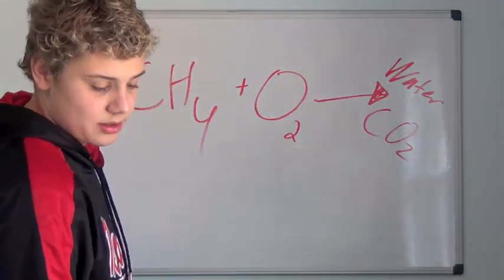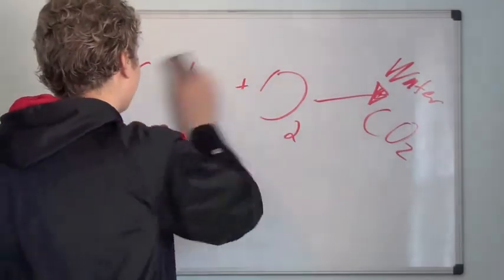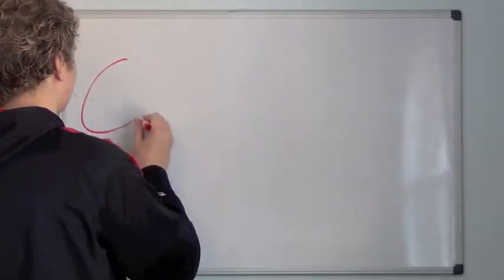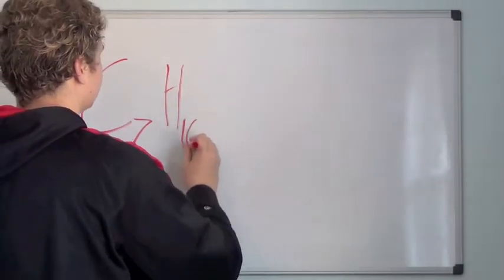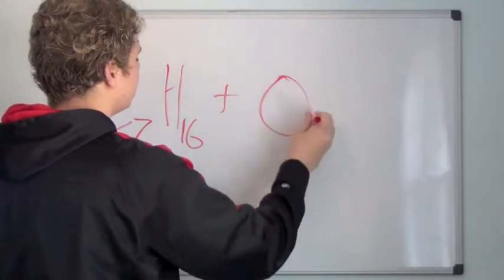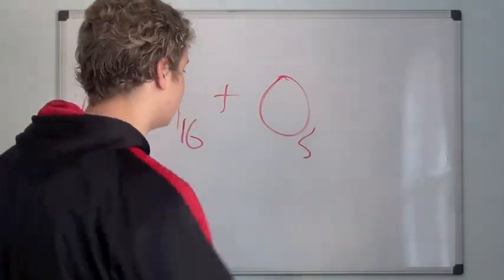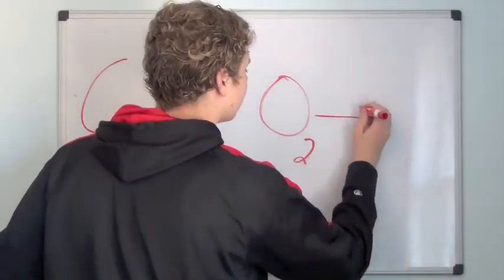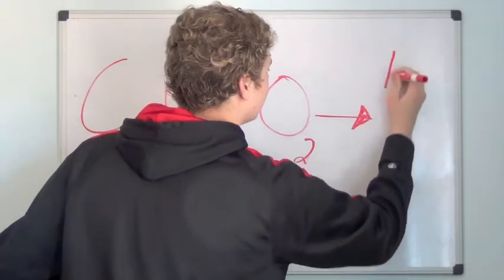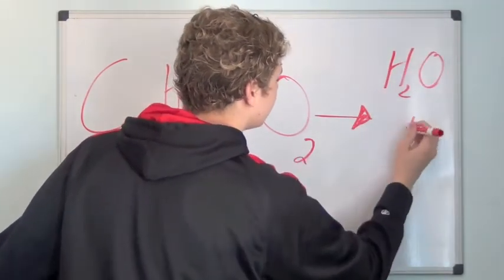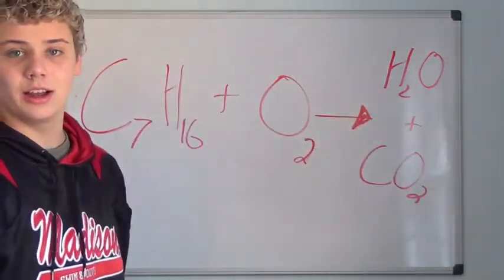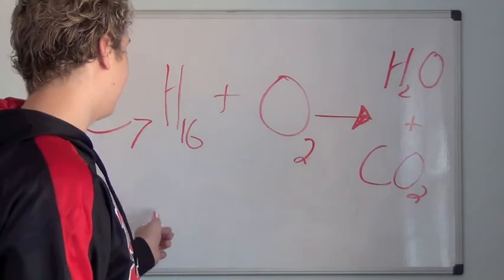So, an example of that would be C7H16 plus O2. That is not a 2. Forms H2O plus CO2. I'm just writing big, so I had to do that. And so now we balance it.